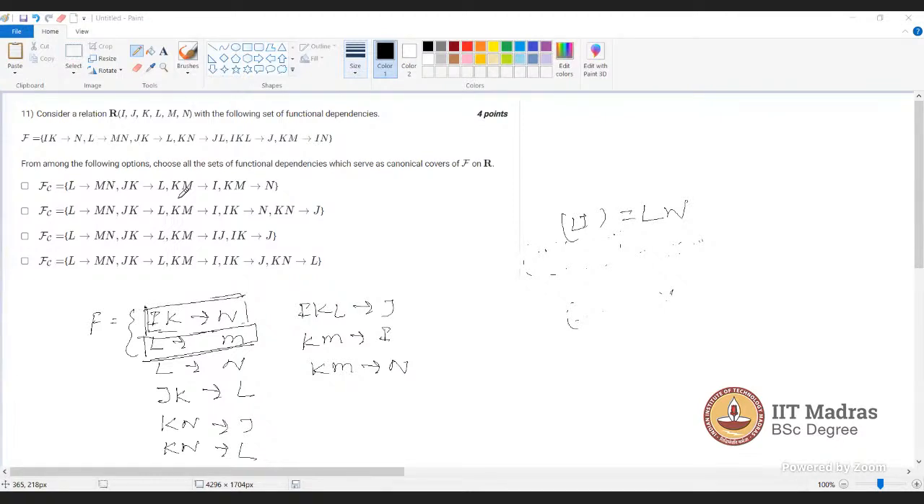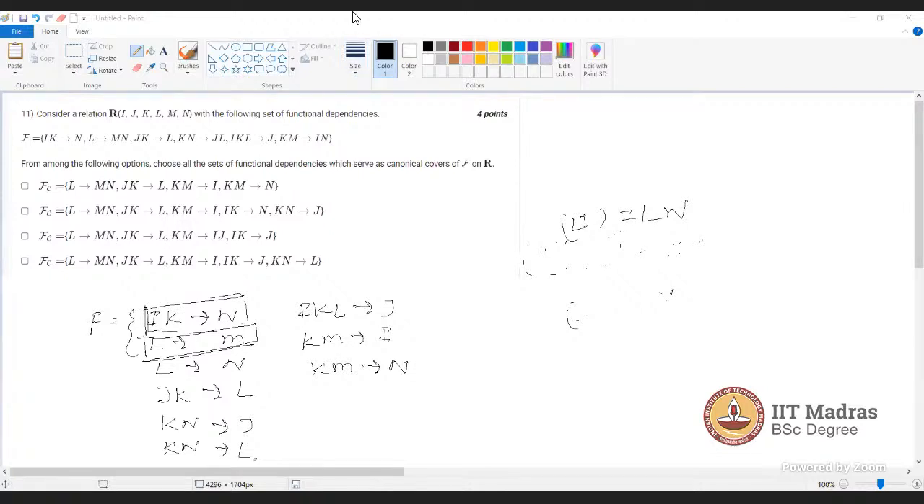Now check the second option. IK determine N is already there in the second option, right? L determine MN is also there. JKL is also there. Now check KN determine JL. In the second option, take the closure of FC, and vice versa also you need to check that it gets satisfied.